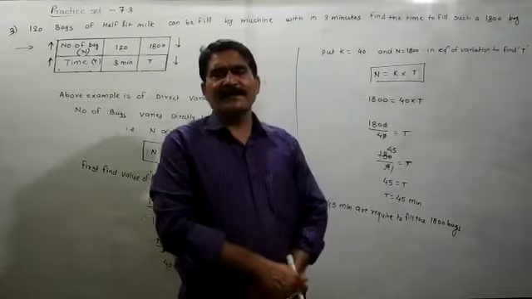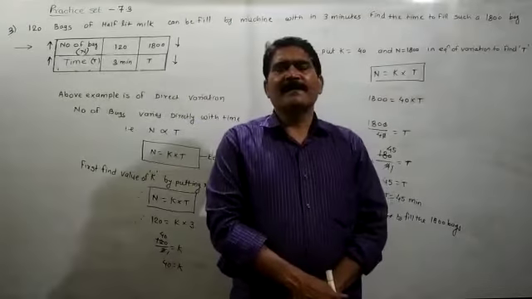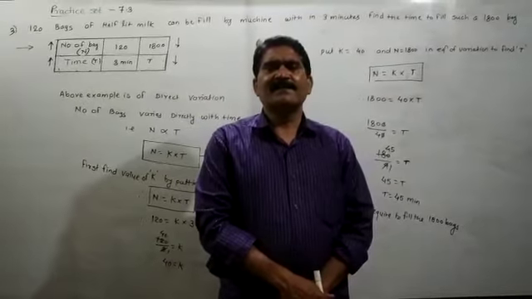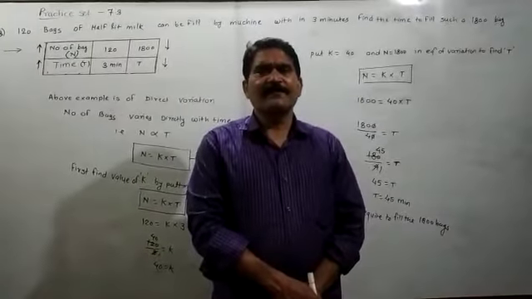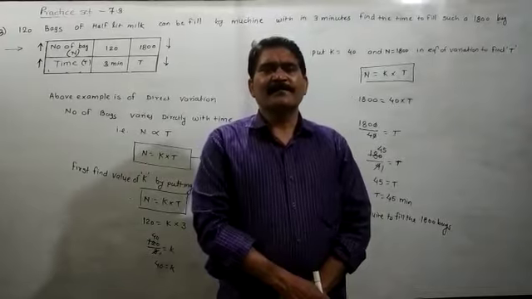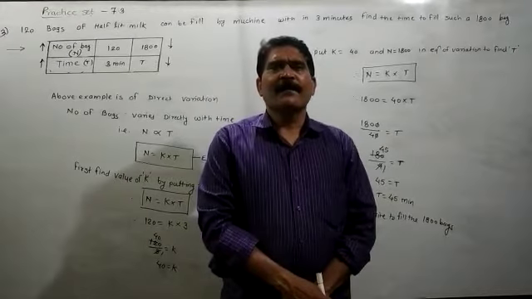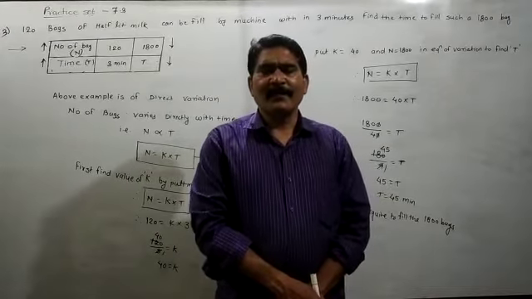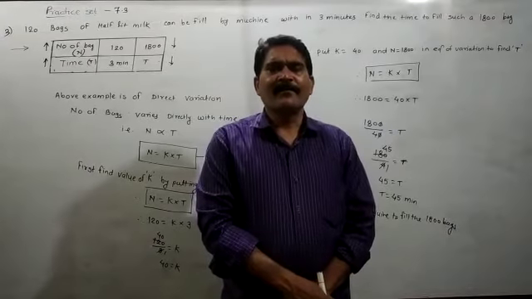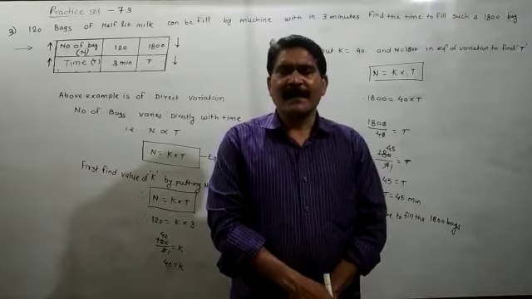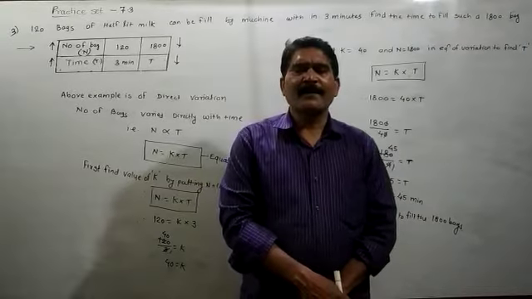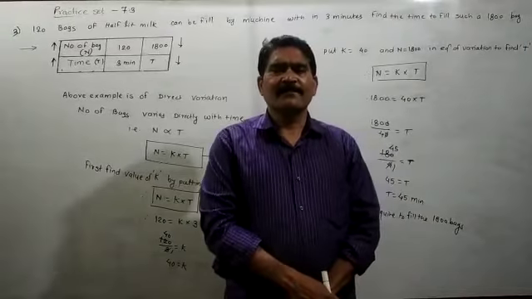So try to understand this example properly. You have to first identify whether this expression is of direct variation or inverse variation. According to that, you have to write the equation of variation. You have to put the proper values and find out the value of K, and after that find out whatever quantity they ask, properly, by putting the values in the equation of variation.